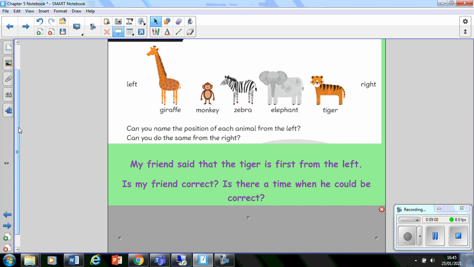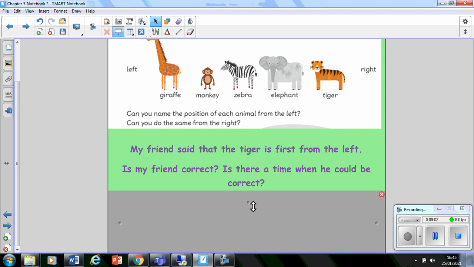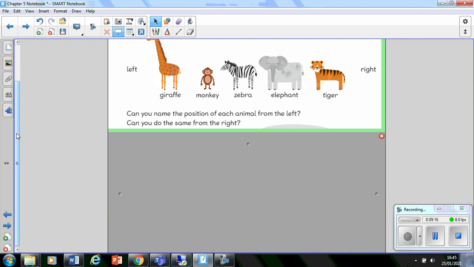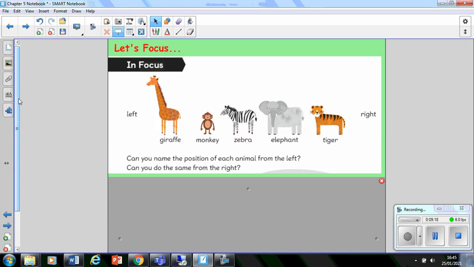All right. Now, let's explore some more. Oh, sorry, no, I've got another question for you. Can you describe any of the animals using the words in between or next to? Now, I'm going to put the picture back up. You're going to pause the video and you're going to use the words between or next to, okay?